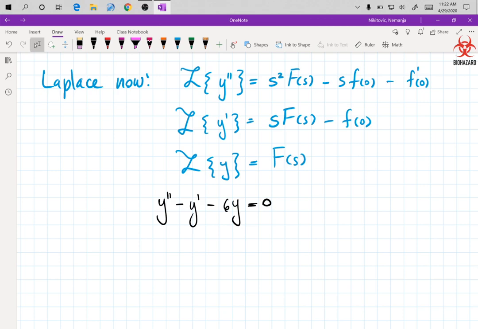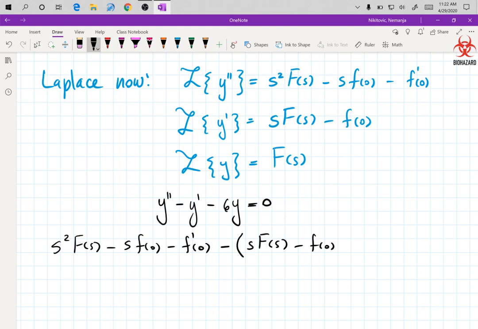Let's go. Instead of y double prime, I have s squared F of s minus s F of 0 minus F prime of 0. Minus, now what's my y prime? It's s F of s minus F of 0. Then minus 6 times F of s equal to the transformation of 0, which is 0. So these are my transformations.